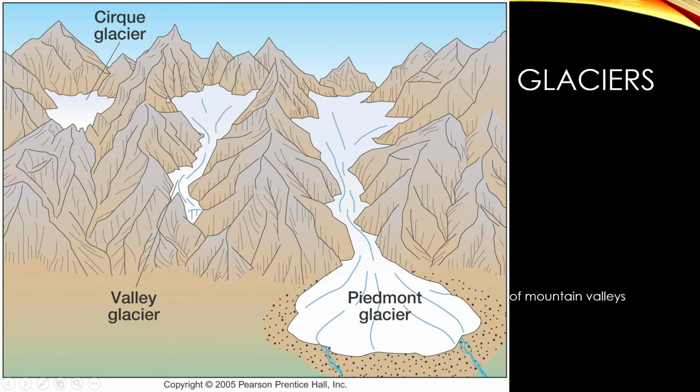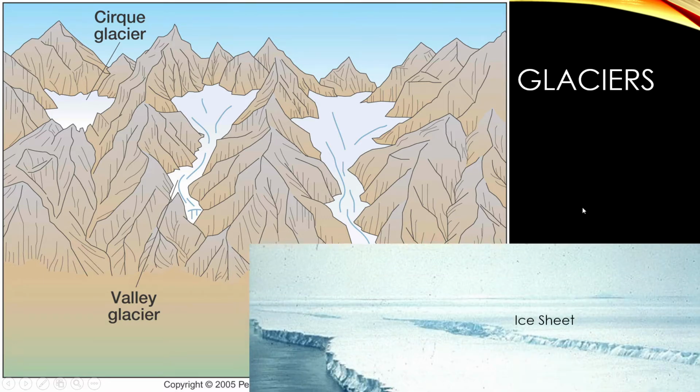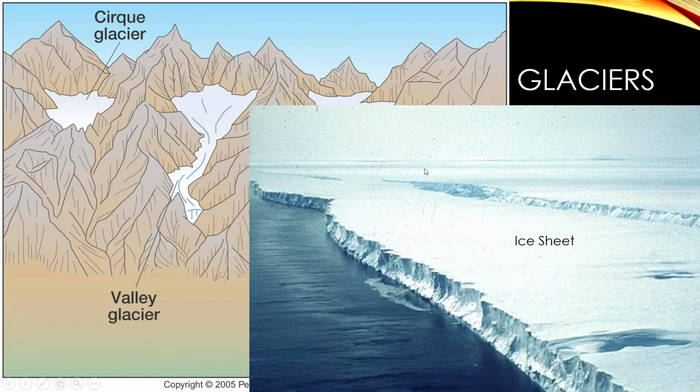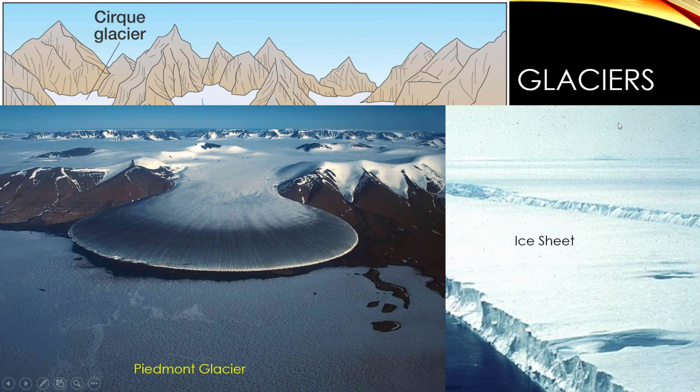So you have the valley glaciers and the Piedmont glaciers coming out of the valley floor. And then we have the ice sheet, which covers the whole landmass. And then here is a Piedmont glacier. As you can see, I can observe here that it is similar to an alluvial fan. So it comes out of your mountains.